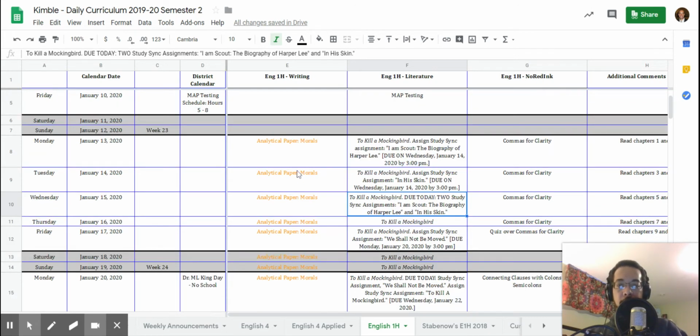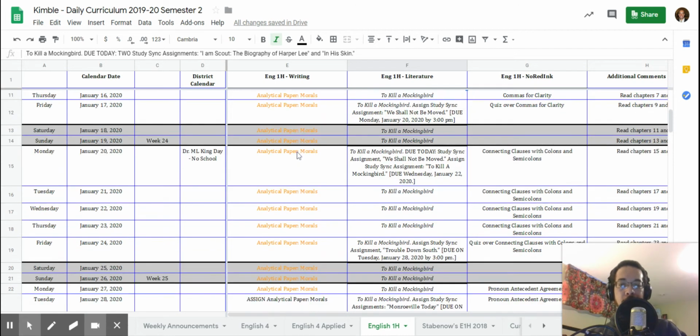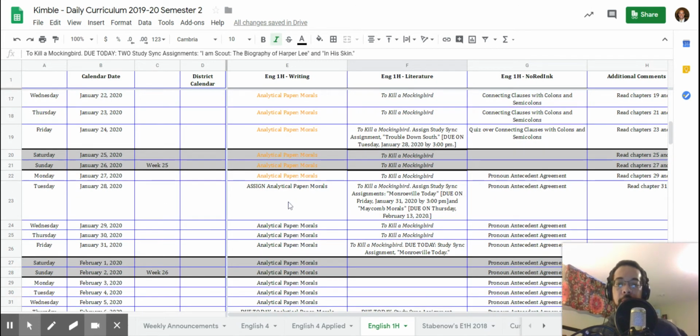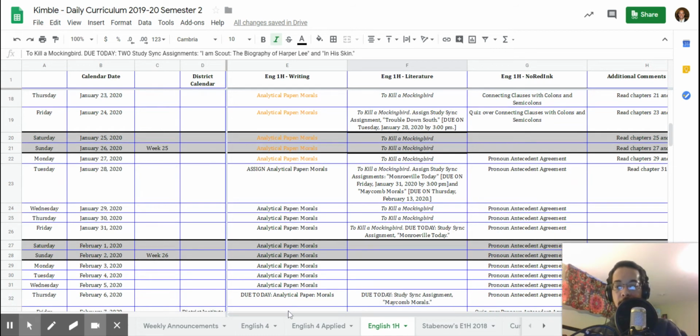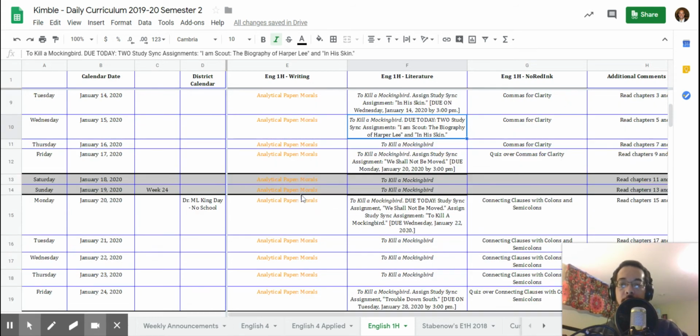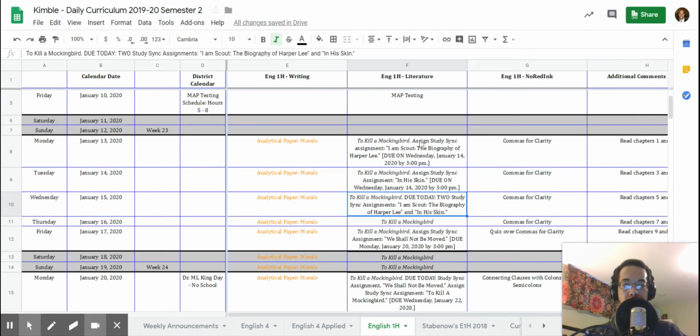The reason it's in orange for the first few weeks is because it's just hanging over their heads. They need to be aware that it's coming. If you scroll down a couple of weeks, on January 28th, it will actually be assigned, so I changed it to black. That means they know they are going to be writing their paper on morals starting January 28th. The due date is posted there: it is going to be due on February 6th, on the Thursday. So they'll have almost 2 weeks to work on their paper at the end of the reading unit.